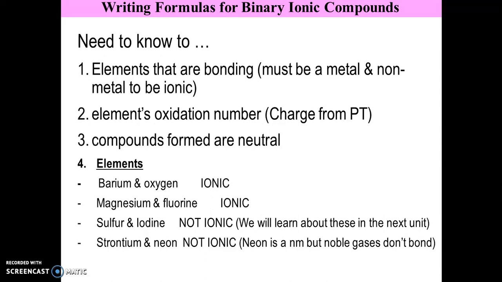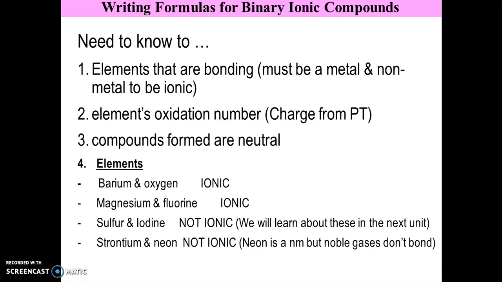For the next one, sulfur and iodine. Sulfur and iodine are both nonmetals. So this is not an ionic compound, so we don't have to worry about charges or anything, and we'll actually learn about what kind of compounds those are in Unit 4.